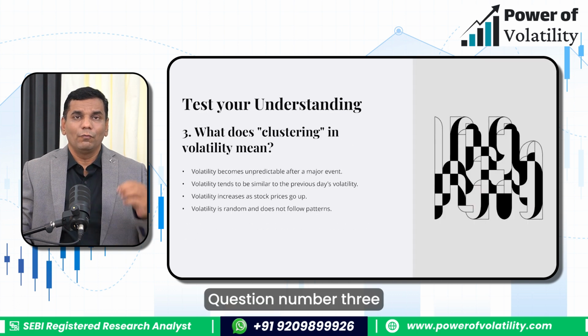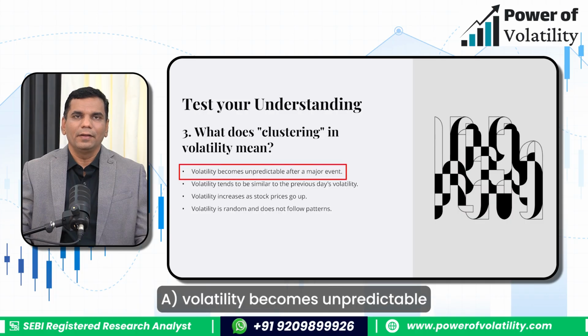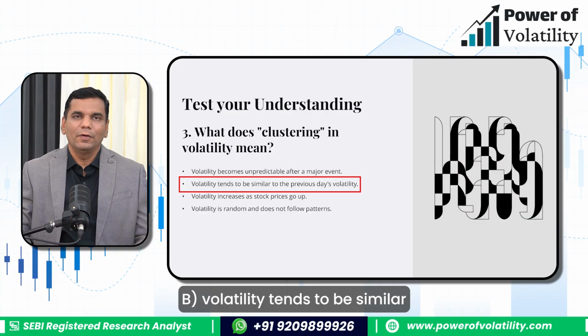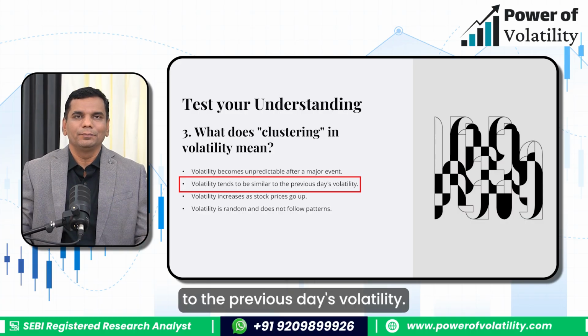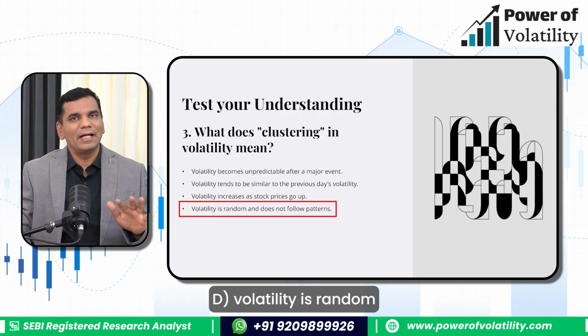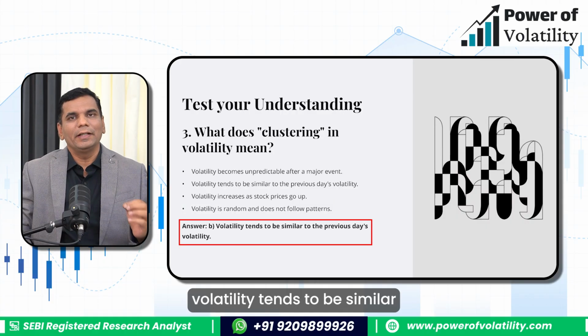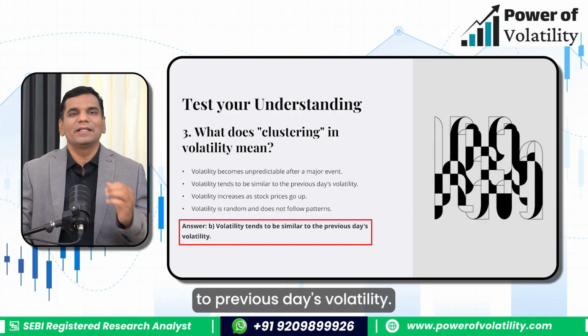Question number 3. What does clustering in volatility mean? A. Volatility becomes unpredictable after a major event. B. Volatility tends to be similar to the previous day's volatility. C. Volatility increases as the stock price goes up. Or is it D. Volatility is random and does not follow a pattern? The answer is B. Volatility tends to be similar to the previous day's volatility.